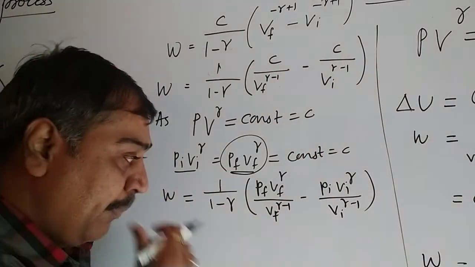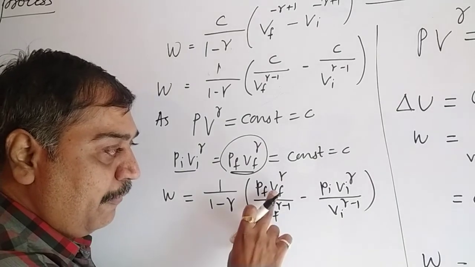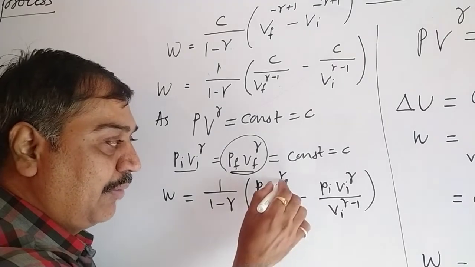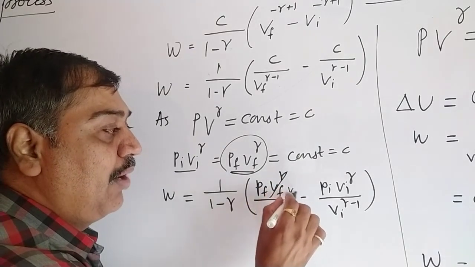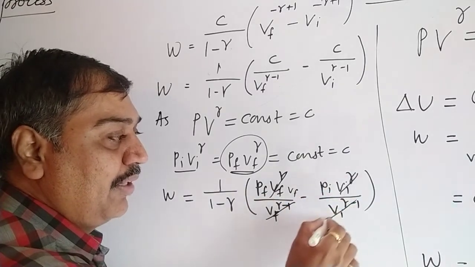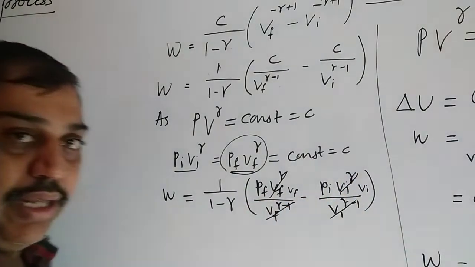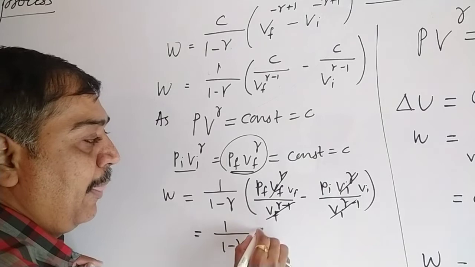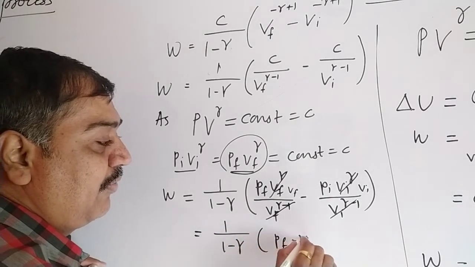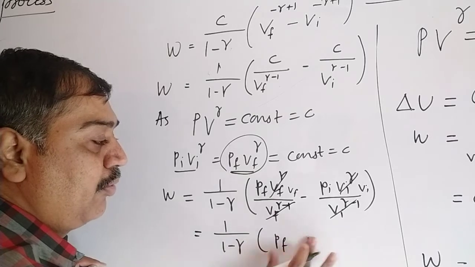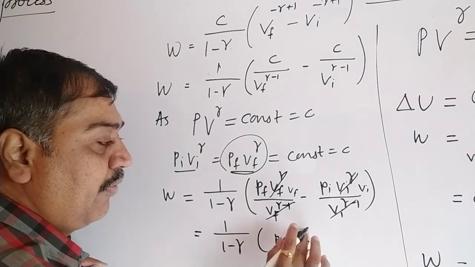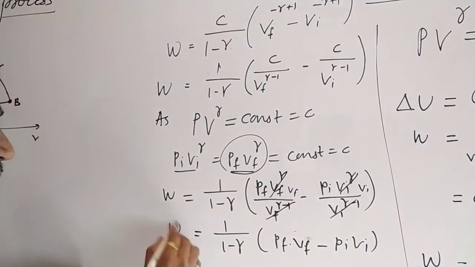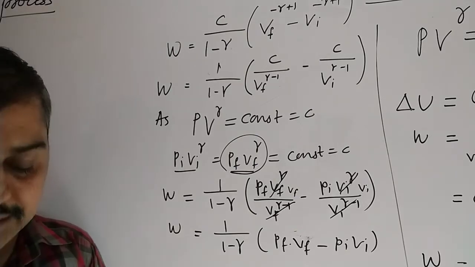Now in this, if we see, it is V to the power gamma minus 1, V to the power gamma. If we cancel this term with this term, what is remaining? Vf only. Similarly, if we cancel this term with this term, what is remaining? Vi only. And further we can write this as 1 divided by 1 minus gamma, in the bracket, Pf into Vf minus Pi into Vi, because the remaining terms we have cancelled out. So in this fashion, we have found the work done.